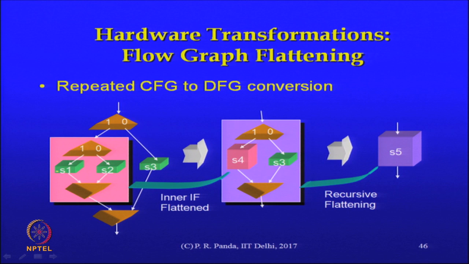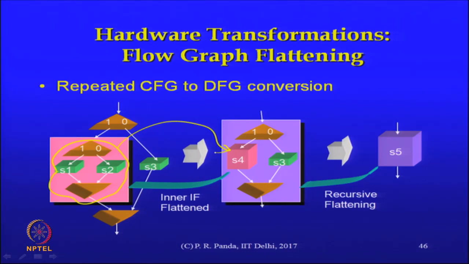Flow graph flattening is a more general mechanism. Having flattened that if statement, having converted that representation from a control flow into a data flow, essentially this part got transformed to this. Now, this could be a nested if statement. You can recursively do this flattening at higher levels also. Of course, this should be carefully done.